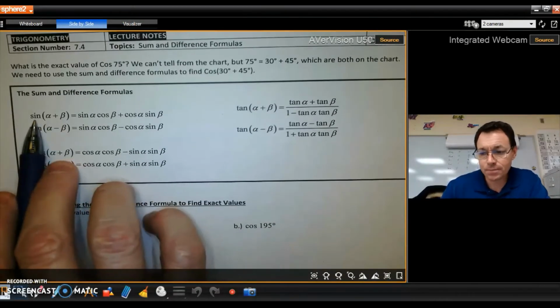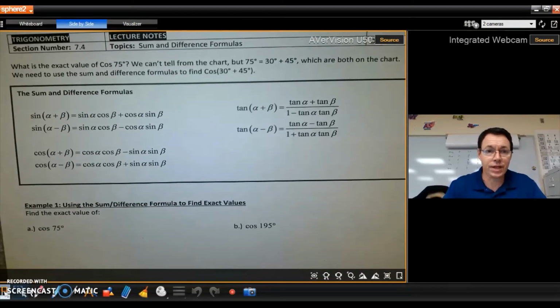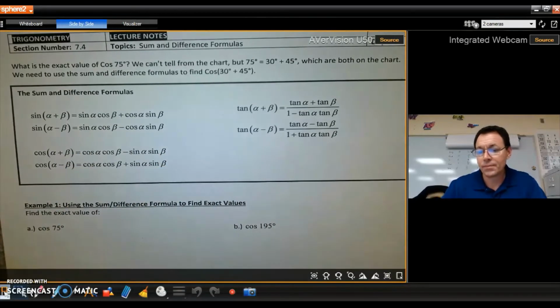Now, unfortunately, finding the sine of A plus B is just not as easy as finding the sine of A and the sine of B and adding those together. It doesn't work that way. So we have these formulas that will do these things. These formulas will be given to you. This isn't something I'm going to expect you to memorize. There's a lot going on here.